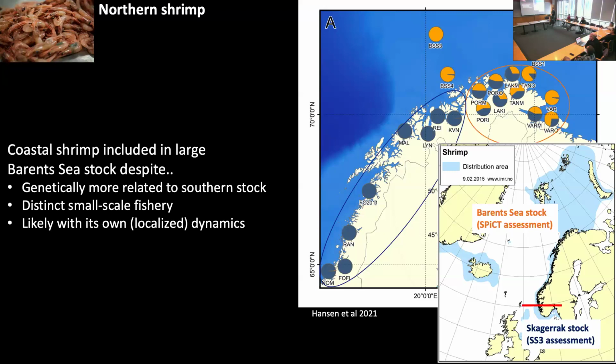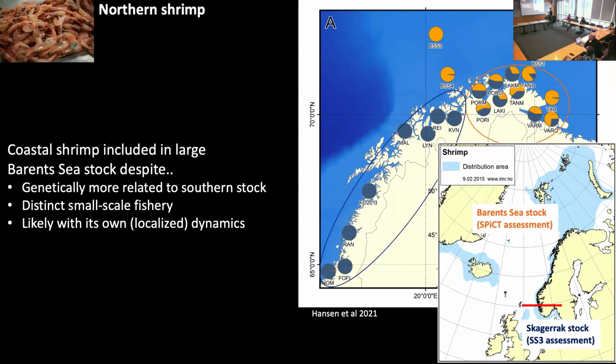There are gradients. Also, not the way what we see here, where the circles are the Skrei stock. The genetics show that the Skrei stock more or less spreads onto northern Norway. And then when you get to the northeastern part, you start to see more of a mixture between the Barents Sea and the Skagerrak.